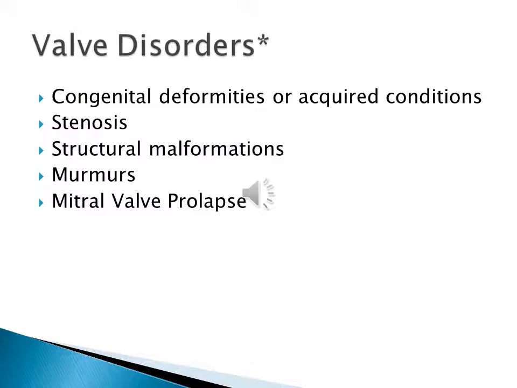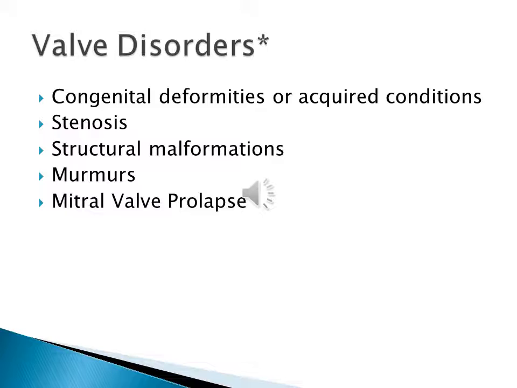Valve disorders involve various types of deformities, either congenital or acquired, of the two valves in the heart. So if you remember going back to looking at the anatomy of the heart, we have the atria and the ventricles. Well, between those two areas, there's valves that regulate the flow of blood going from the atria to the ventricle. On the right side, you have what's called the tricuspid valve. On the left side, you have the bicuspid, or also known as the mitral valve.